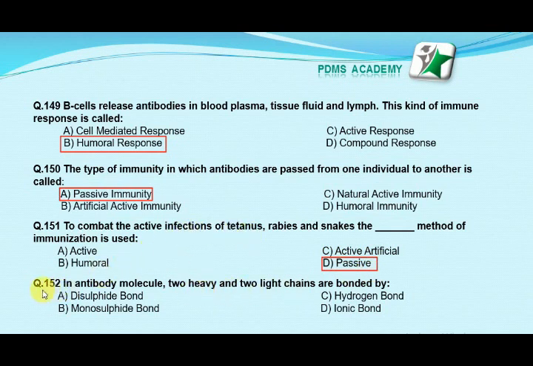Our next MCQ is: in an antibody molecule, two heavy and two light chains are bonded by: option A, disulfide bond; option B, monosulfide bond; option C, hydrogen bond; option D, ionic bond. Our correct answer is A, disulfide bond.